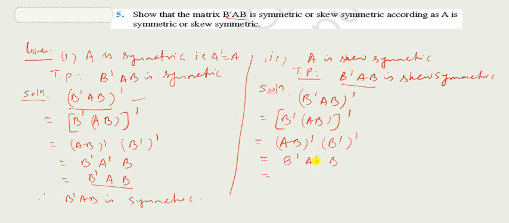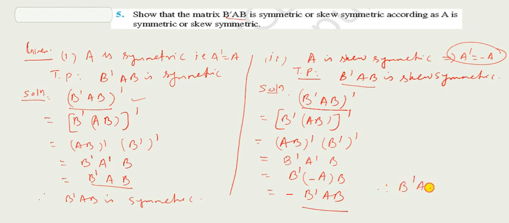But since A is skew symmetric, therefore I can write here A dash is also equal to minus A. So let me put that B dash, this is minus A multiplied by B. So minus I take it outside, B dash AB. Again you see, I have taken the transpose of this matrix and I am getting the negative of this matrix. So therefore in this case B dash AB is skew symmetric. I think this is clear to you.